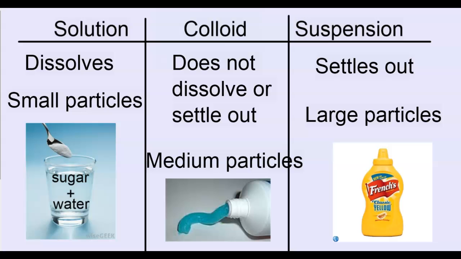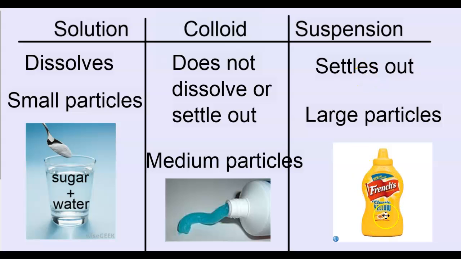Okay, now we've got our examples and words in the correct spot. Sugar and water is a solution. Remember, solutions have solvents and solutes. They dissolve. Sugar is the solute, water is the solvent. When the sugar dissolves, it is having the smallest of the particles. It will be transparent and clear. You won't really be able to see the sugar. It's a homogeneous mixture.